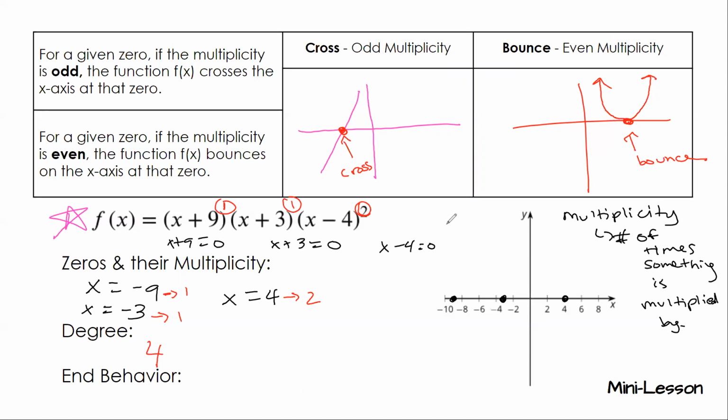Okay, so what we're going to do, watch. Before you write anything, watch. I'm going to start right here up at the top because you told me it was going to look like a W. I'm going to go down, cross at -9, cross at -3, and then bounce at 4. The reason I'm crossing is because we have multiplicities of 1. The reason it's bouncing is because it has a multiplicity of 2. Yep, 1 is odd.